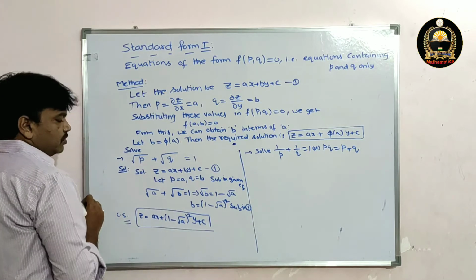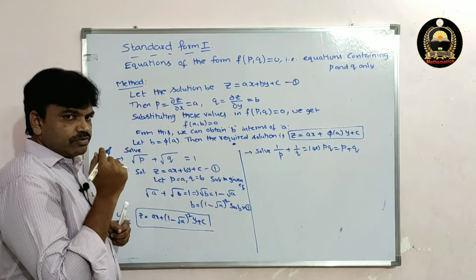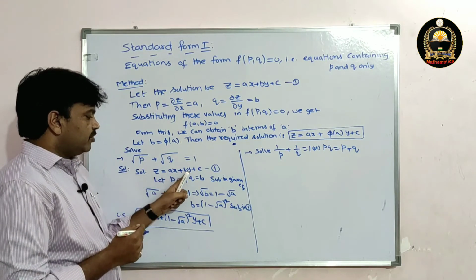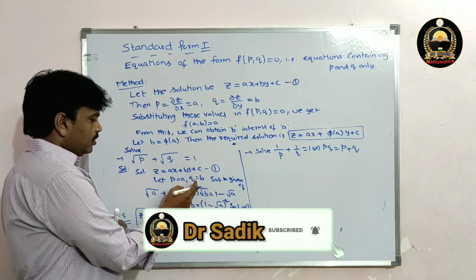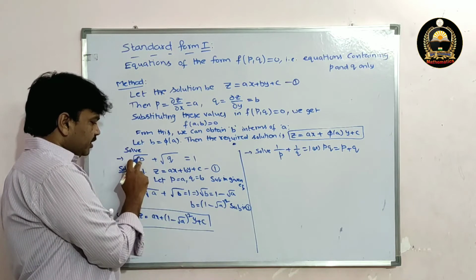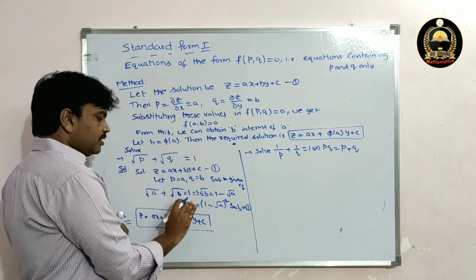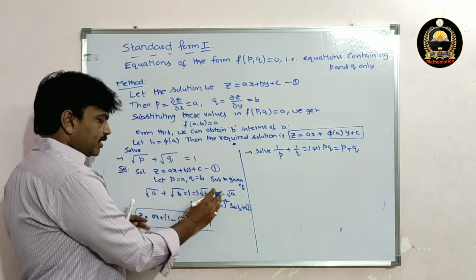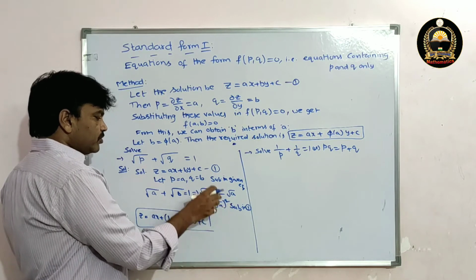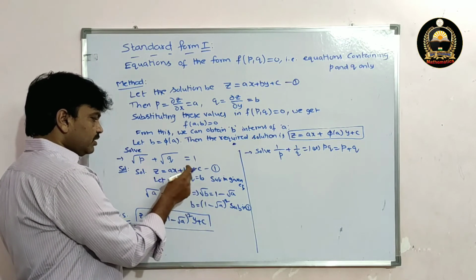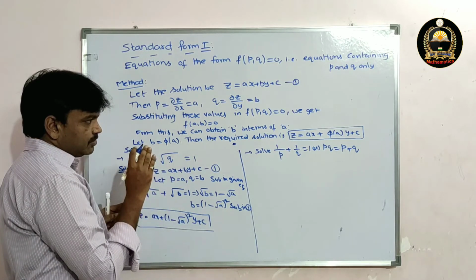Once again, I already told you the standard solution form: z is equal to ax plus by plus c. Write p is equal to a and q is equal to b. Substitute here, in place of p a, in place of q b. Now write b in terms of a. By rearranging terms, b is equal to 1 minus square root of a, whole square. Substitute this in the solution here. Then you get the required complete solution.